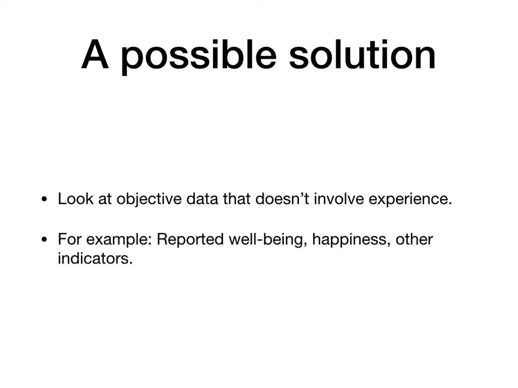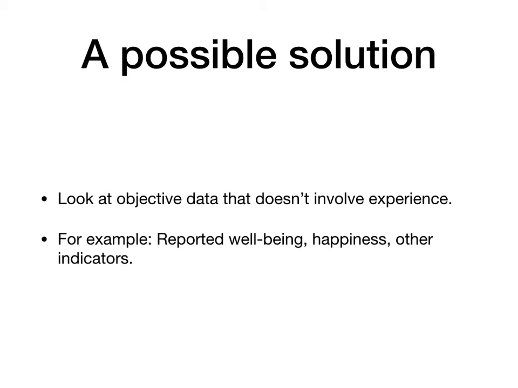So a possible solution to the problem here, and a way of maybe just denying this, is to say, well, look, just look at the objective data. Look at the objective data that doesn't involve experience. You don't need to know what it's like to have the experience. Just look at whether people report liking it or not, right? If you want to know whether you're likely to like something, well, if you see a survey that says 99 out of 100 people think it's just wonderful, pretty good chance you're going to like it too, right?